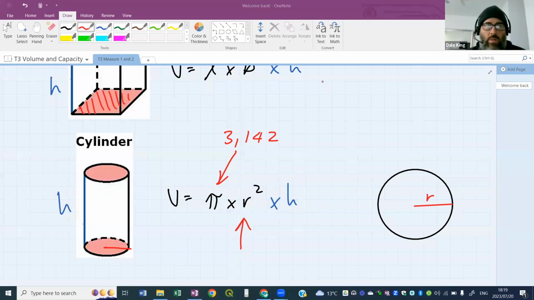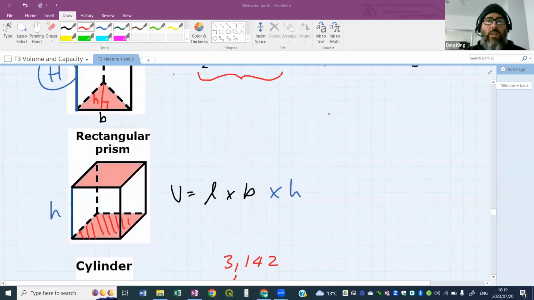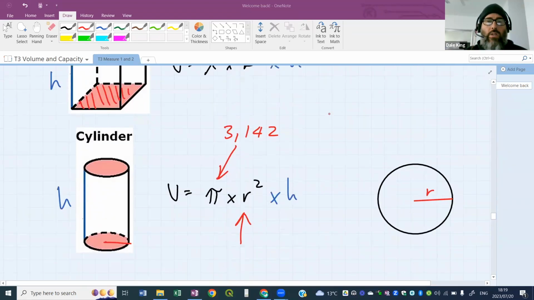R is the radius, which you know how to get, and H is the height of the cylinder. Okay, so those are the three formulae that we have to remember to use. Those are the three basic shapes that we're going to do. So let's start from the bottom.